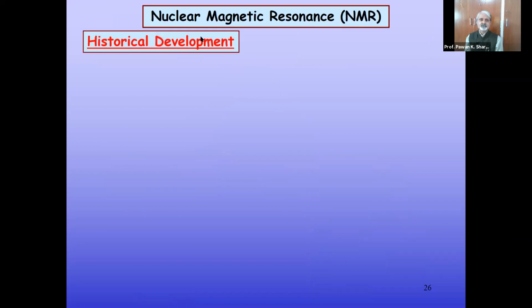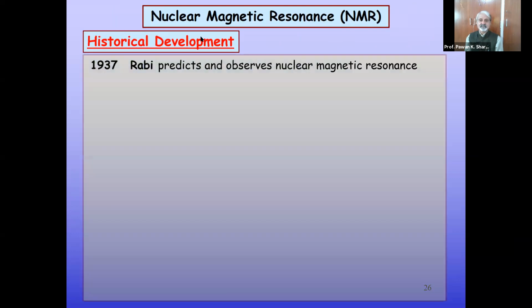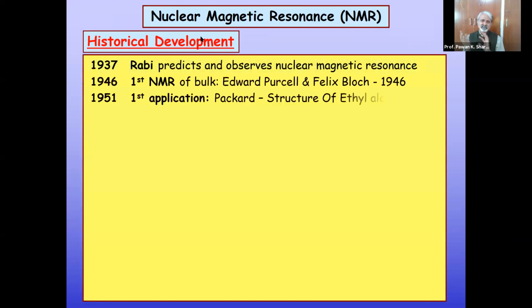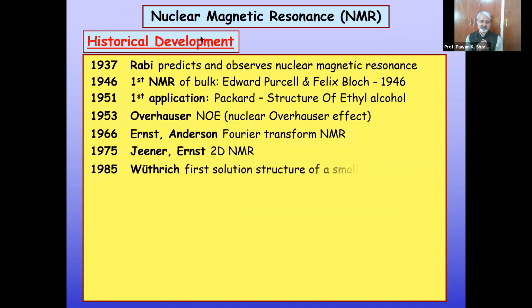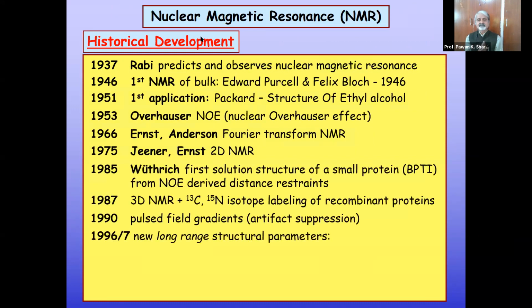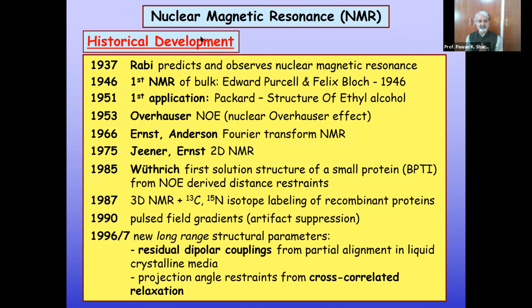Now, historically, you see, Rabi was the first physicist who predicted and observed the basic phenomena of NMR. But the first observation of the NMR signal in the bulk was made independently by Edward Purcell at Harvard University and Felix Bloch at Stanford University simultaneously in 1946. They didn't know each other. They were not talking to each other. But surprisingly, they had this idea at the same time.